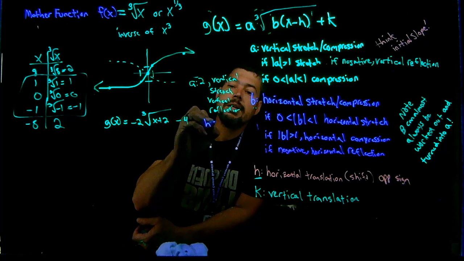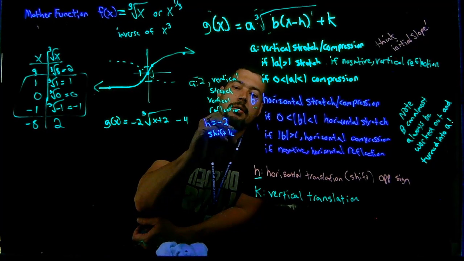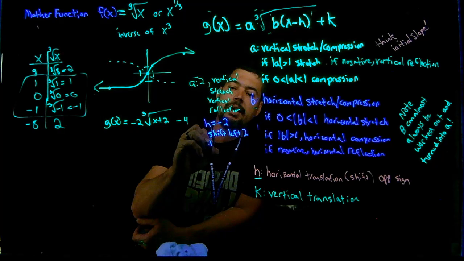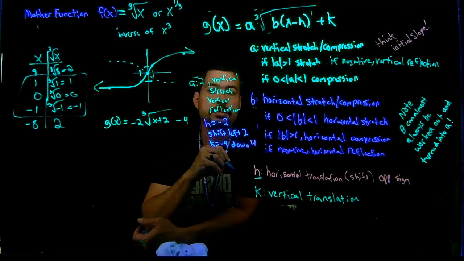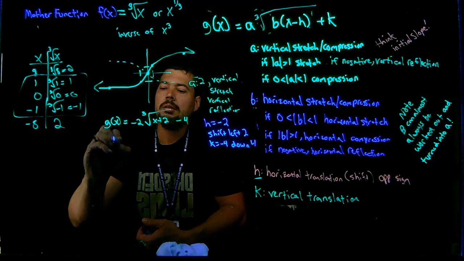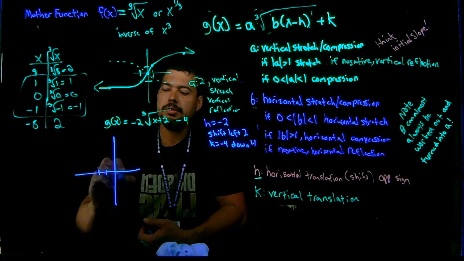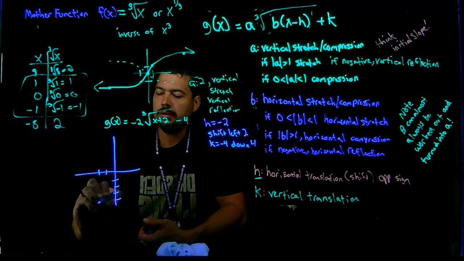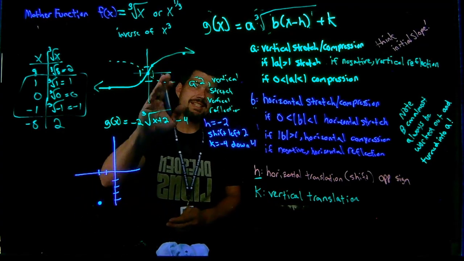H is actually -2, that is a shift left 2, and K is -4, down 4 units. Let's do the shifts first. We go left 2, down 4. On these, that's the center. It's not a vertex, it's the center.